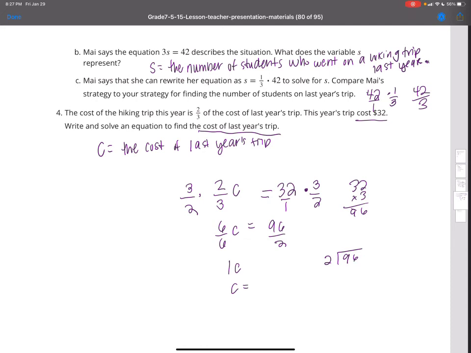96 divided by 2. Well, how many times can 2 go into 96? 2 could go into 9 4 times, which will give me 8. And then 2 could go into 16 8 times. So therefore, c will be equal to 48. And if we wanted to put our answer in terms of the context of the situation, we could say last year's trip cost $48.